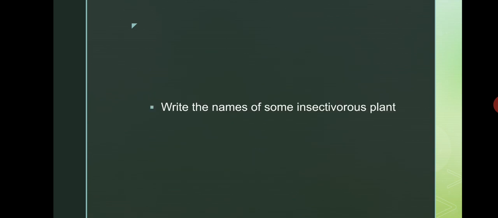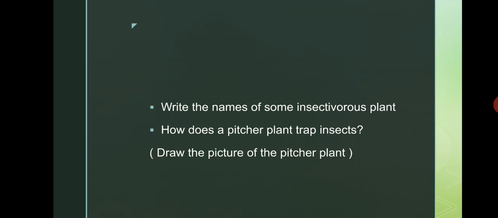Now, you will have to write the names of some insectivorous plants. What are the names? Sundew, Venus flytrap, and the pitcher plant, that is Nepenthes. Then you will have to write the method: how does a pitcher plant trap insects? And you will have to draw the picture of the pitcher plant. That is, the picture is drawn in your textbook.